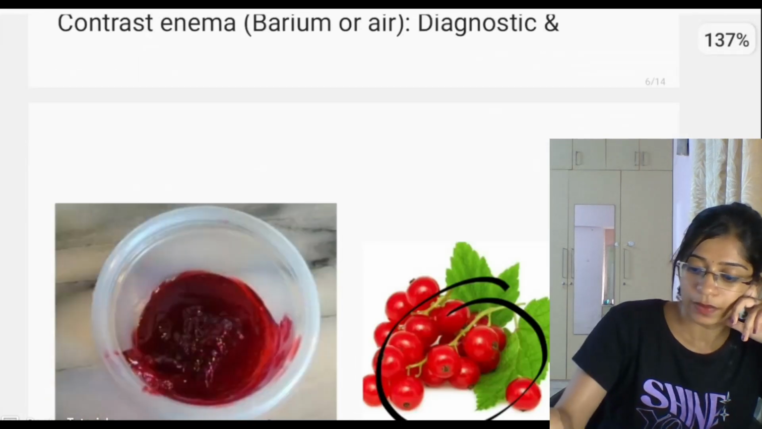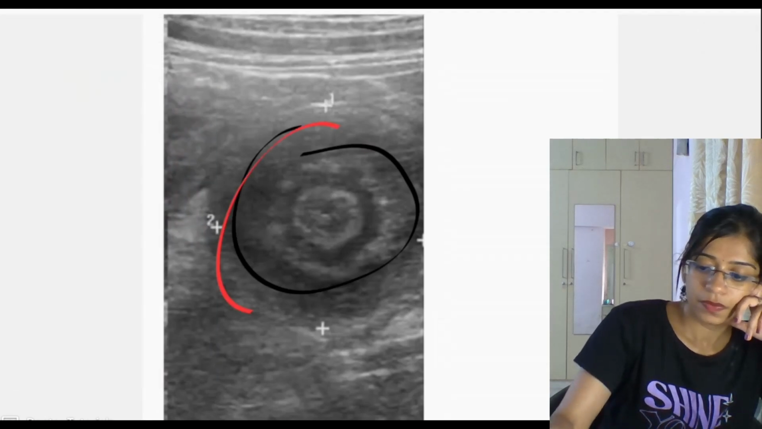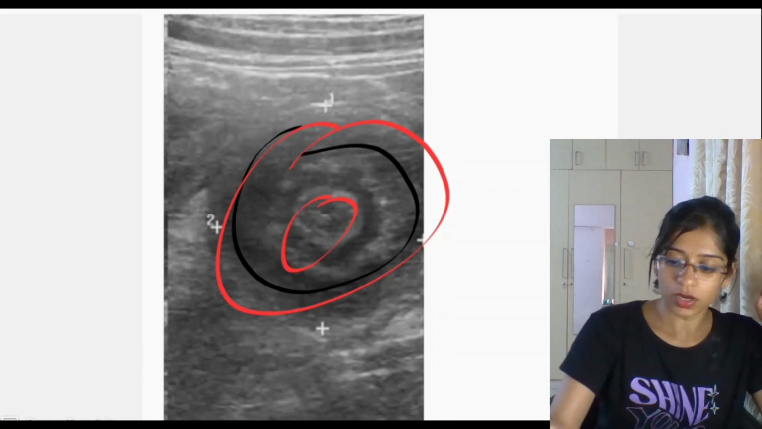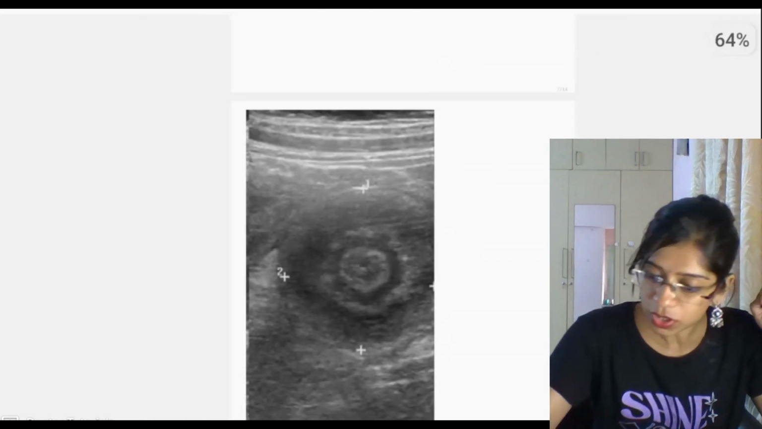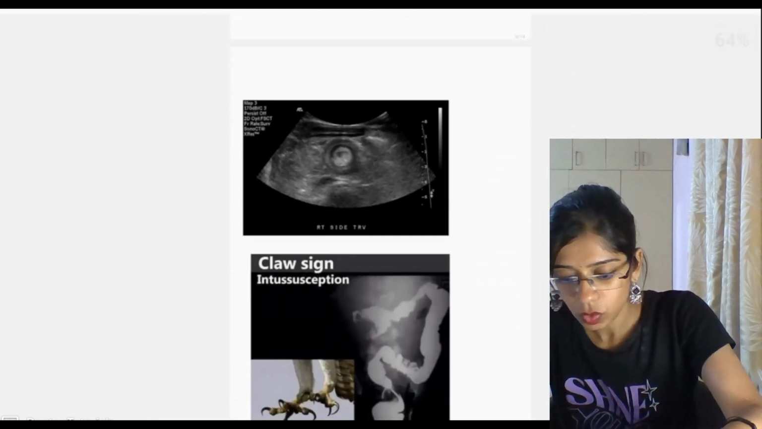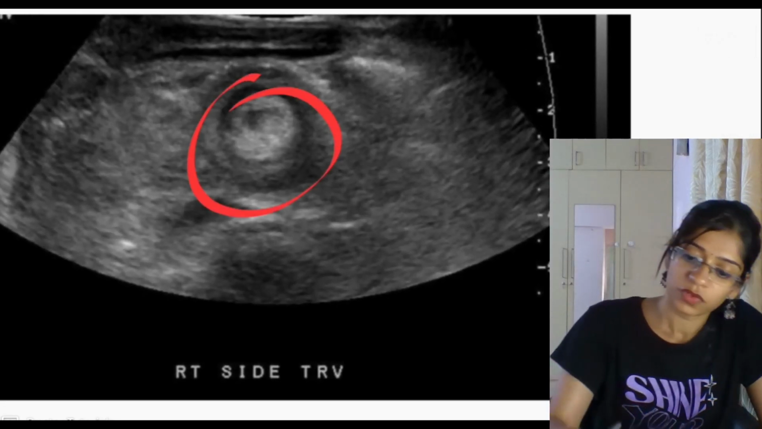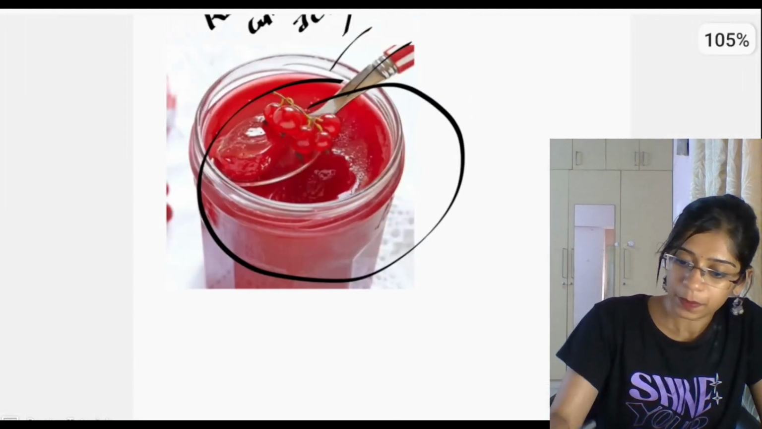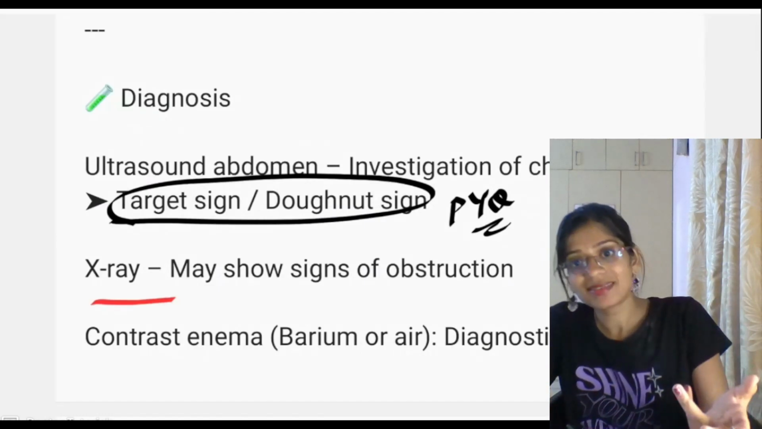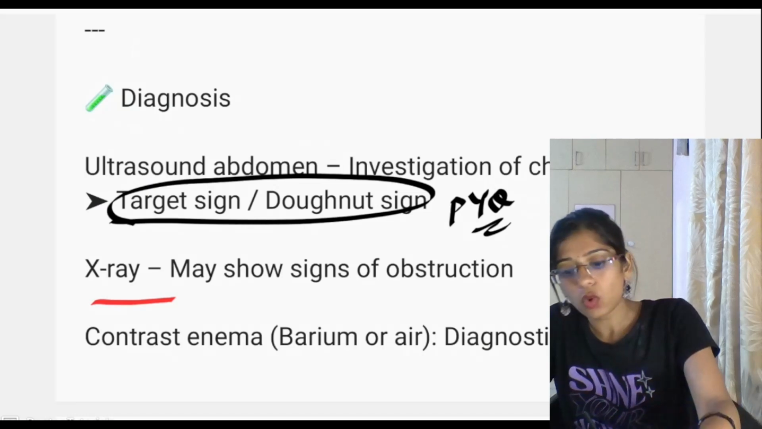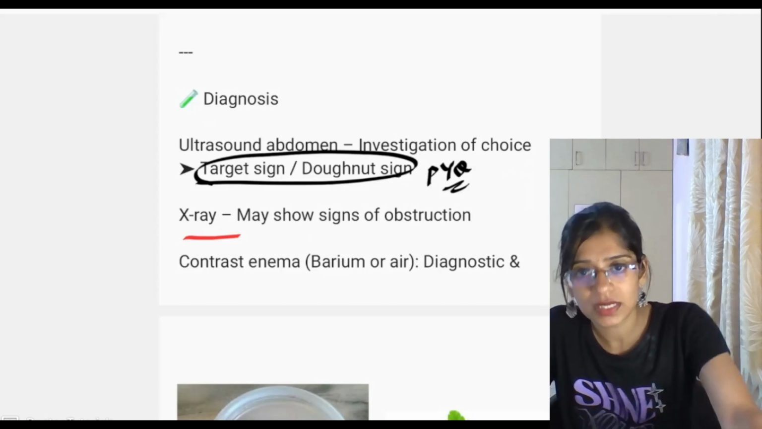This is a target sign. Okay, target sign, or a donut, it looks like a donut. Okay, there's one more picture, I think. Again look here, this is a target sign. Fine. Now that is the ultrasound finding. Then, when you do an x-ray, you may see signs of obstruction. Then the next thing you do for intussusception is contrast enema.